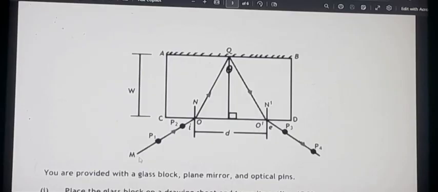After putting these two pins here, you come to this side, close one of your eyes and look through this side. When you look through this side, you will see the images of these pins inside of the mirror here. They will appear to be somewhere around this part. So you just look through like this. When you look through that place, you put these two pins here, pin 3 and pin 4. You put those there.